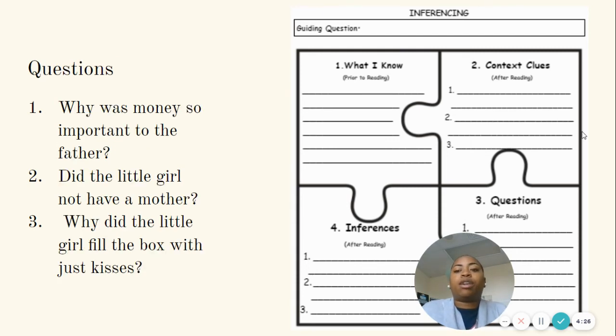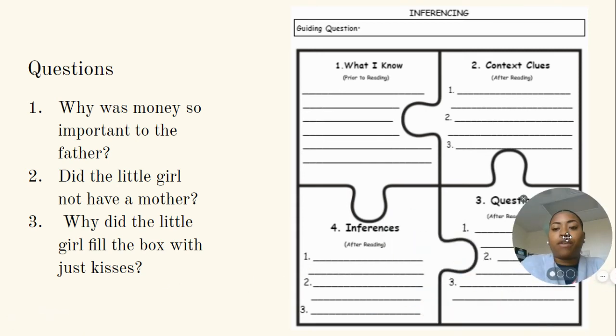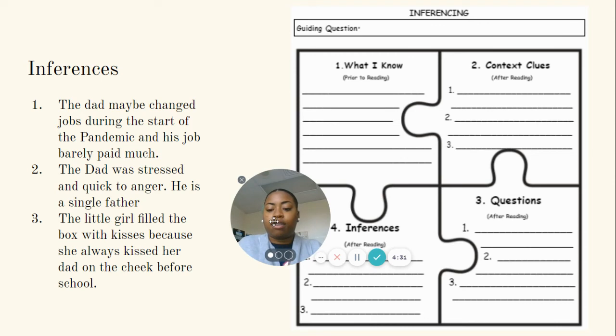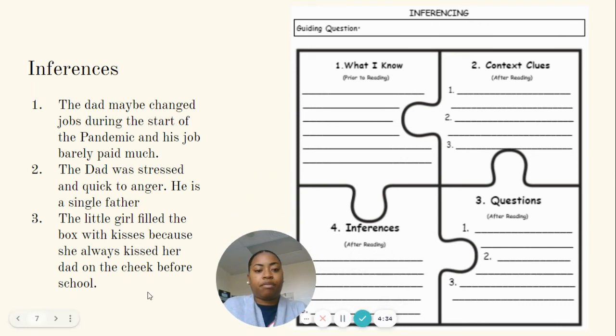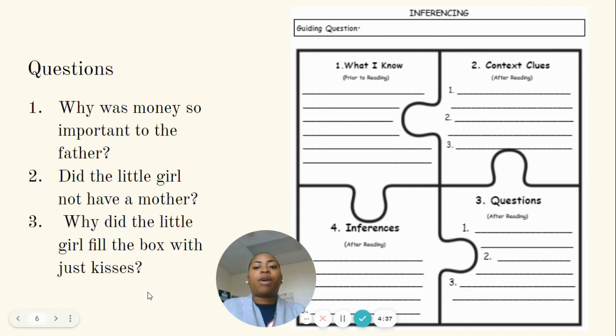So some questions that we can raise, and that's what you see right over here. Oh, I'm moving myself. Hold on, let me go back. So some questions that arise, and it's only three spaces because they should be able to come up with at least three different areas. So I put down that one might be, why was money so important to the father? Another one would be, did the little girl not have a mother at the time? That would be something interesting to figure out. And number three, why did the little girl fill the boxes with just kisses? So those might be some questions that a student might have after reading the document.